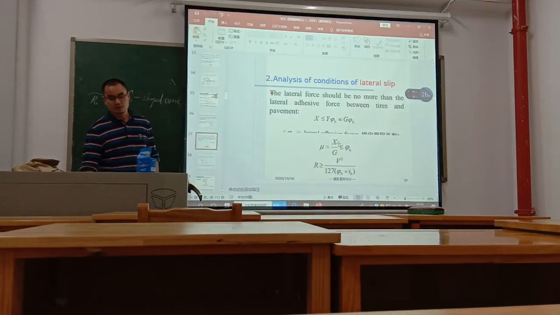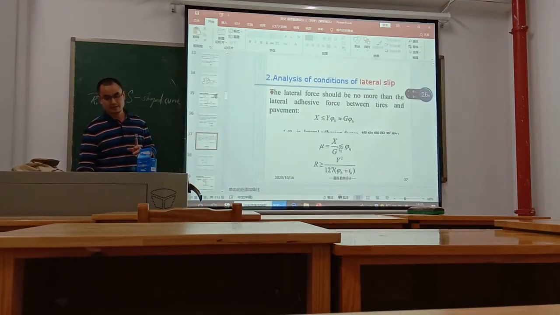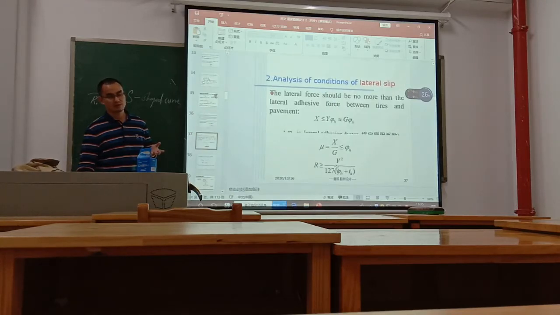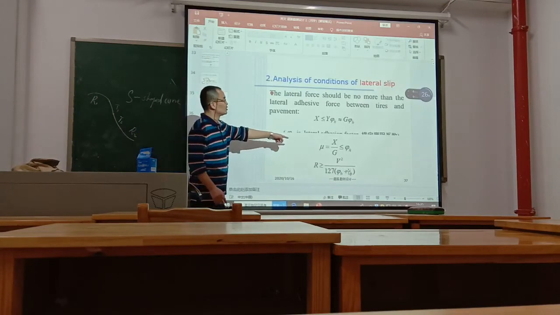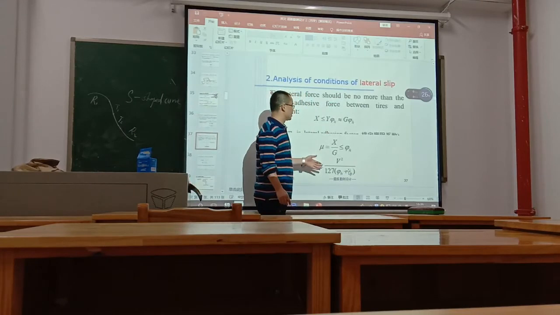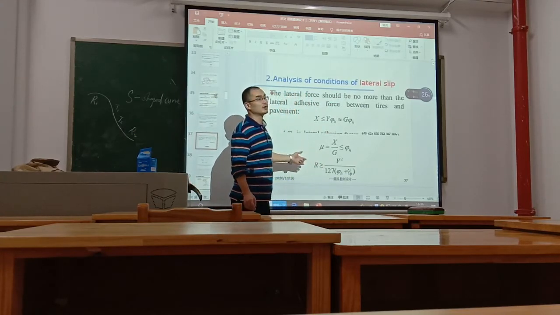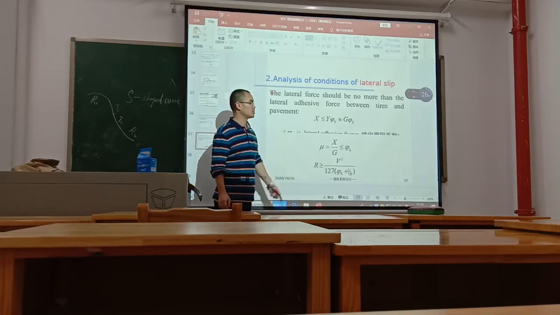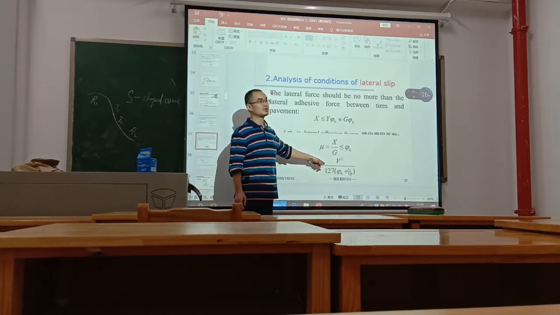So the final stability condition is which expression? This or this? Another one. This condition, natural slip, is the final stability condition. It's the decisive condition.